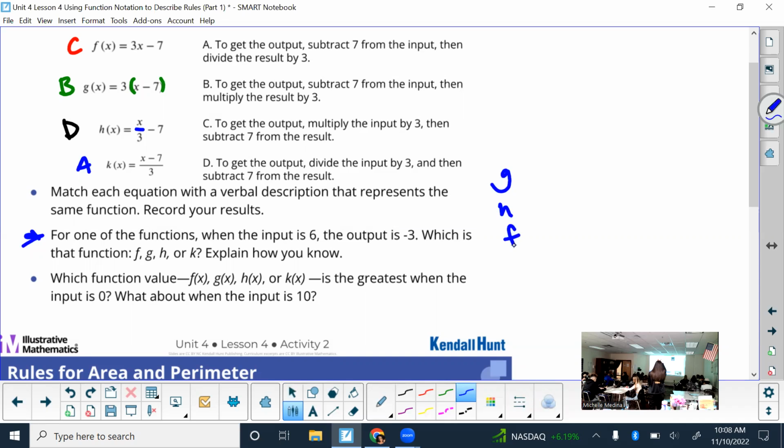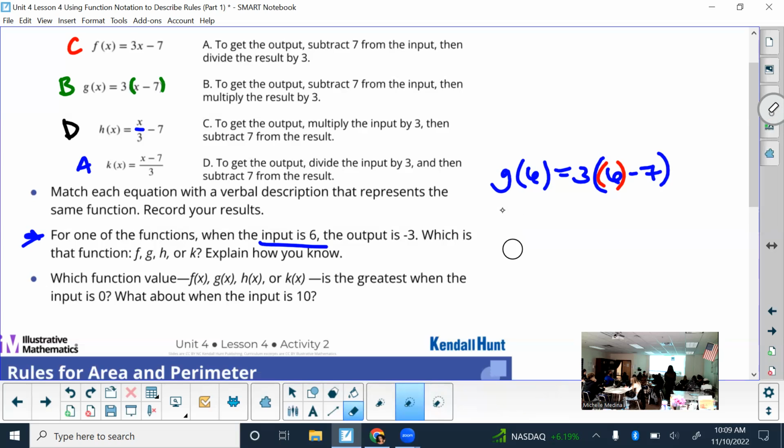All right, let's see. So for the inputs, when it says the input is 6, what does that replace? The X, and we're using these ones from the previous question. So for the G of X, it would look something like this. G of 6 equals 3 parentheses 6 minus 7. Normally, anytime you plug things in, I tell you to use parentheses. Sometimes it makes a difference, sometimes it doesn't. In this one, leave the function notation alone. That's just telling you what the input is and what function we're using. On the right, do your order of operations.